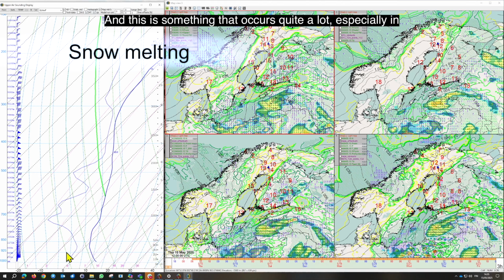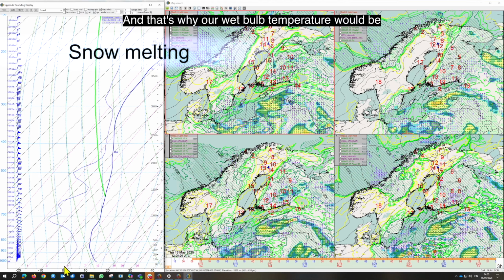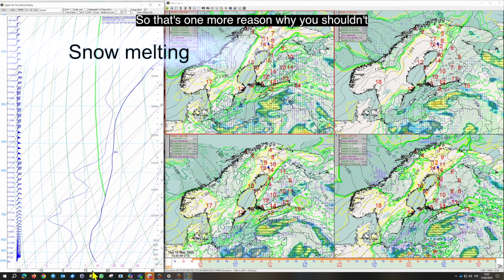And this is something that occurs quite a lot, especially in Finland during the springtime, that our temperatures could be even plus 7 degrees Celsius, but our dew point temperature is very cold. So the air is super dry. And that's why our wet bulb temperature would be just barely on the negative side of the zero isotherm, so we can actually have snowfall even when the temperature is plus 7 degrees Celsius. So that's one more reason why you shouldn't blindly trust your temperature value when you are considering precipitation form. You have to consider the moisture content as well.